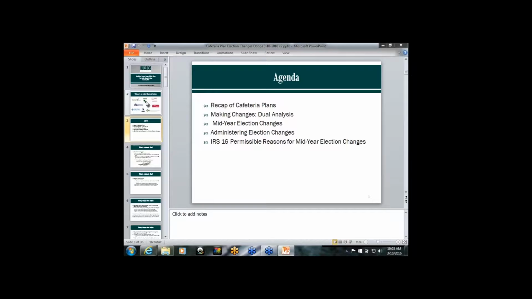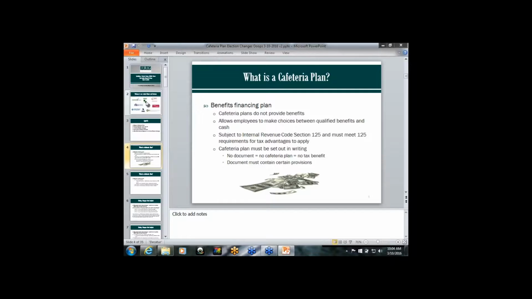So we're going to be recapping our cafeteria plans, talking about this dual analysis you have to do, mid-year election changes, how you should be administering them, and then we're going over almost all of the 16 reasons that the IRS permits a change.